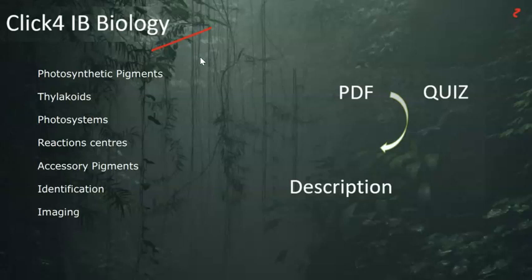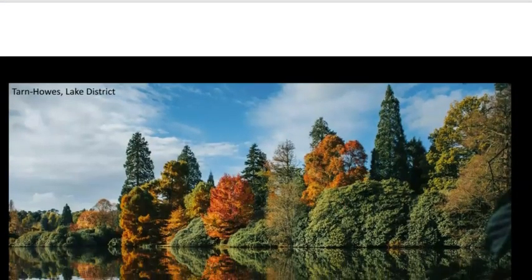In this video we'll be looking at the photosynthetic pigments, their arrangements on the thylakoids into photosystems, and the existence of what are known as reaction centers. We will take a quick look at accessory pigments and the processes of how to identify them and indeed how to image them. There's a PDF of this presentation in the description below, along with a quiz that you can use to test your understandings of the theory work covered here.